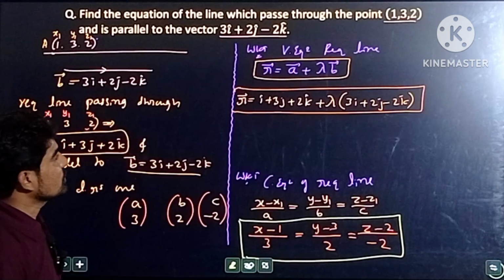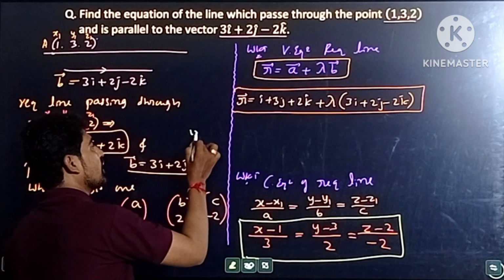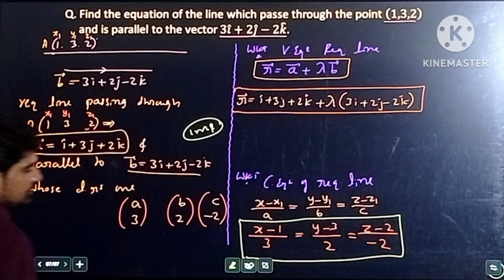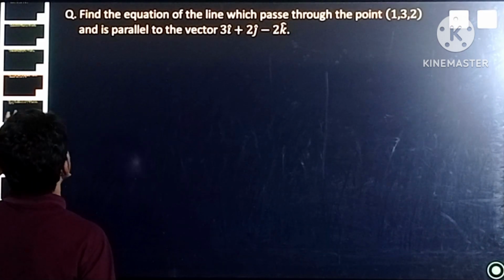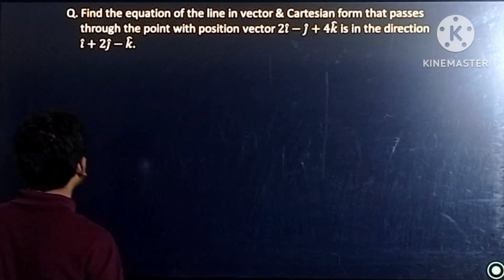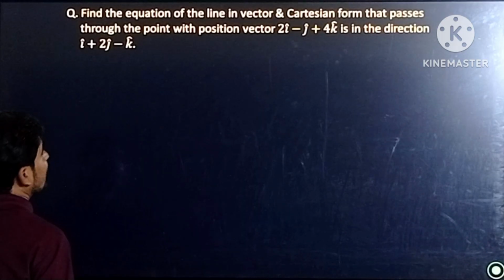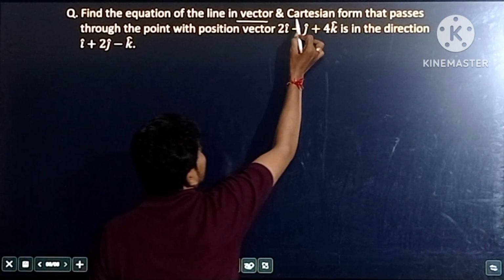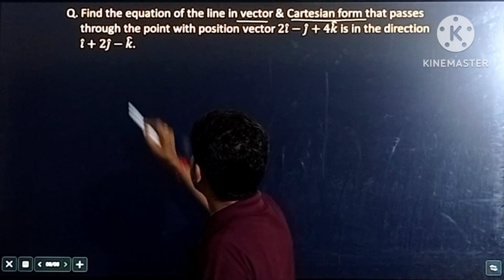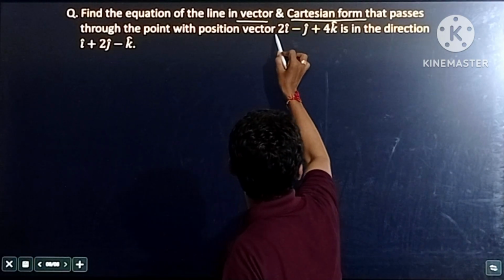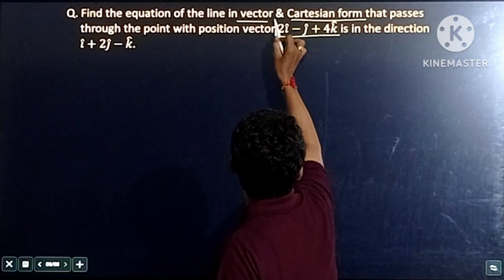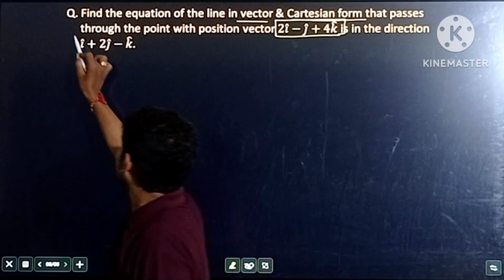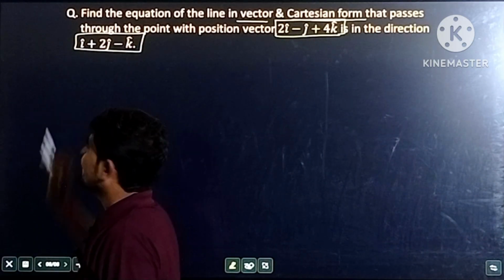I hope all of you understood this question, and this question is important. So let's start the next question. The next question is, find the equation of the line in vector and Cartesian form. We need the equation of the line in vector as well as in Cartesian form that passes through the point whose position vector is 2i minus j plus 4k in the direction of the vector i plus 2j minus k.